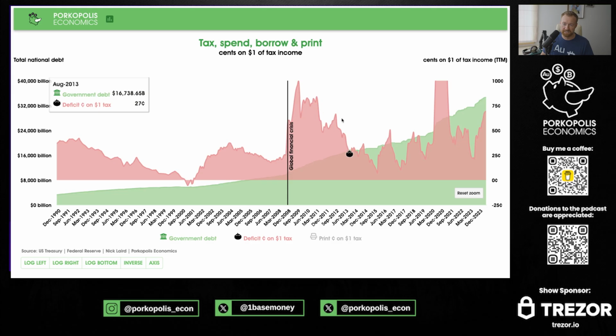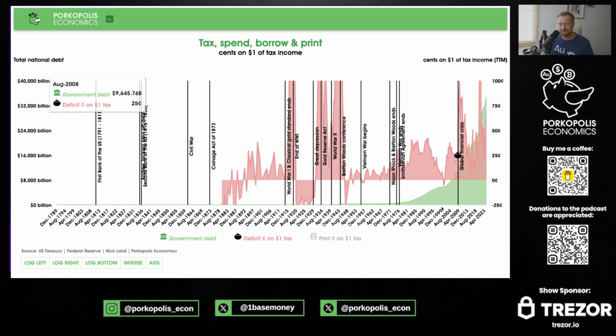And where are we today? Well, we had huge days of deficit spending post-GFC, huge days of deficit spending in COVID, and we went really far down in 2023 on a trailing 12-month basis, only 22 cents, below the average. But now we're way above the average again. 69 cents on the dollar is the deficit, so more than double the average.